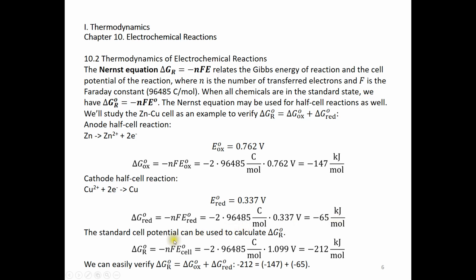We can also compute the total standard Gibbs energy of reaction for the entire electrochemical cell, which is negative nFE naught of the cell. Plug in the numbers, we get negative 212 kilojoule per mole. We can easily verify this negative 212 is the sum of the Gibbs energy of the oxidation reaction and the Gibbs energy of the reduction reaction.